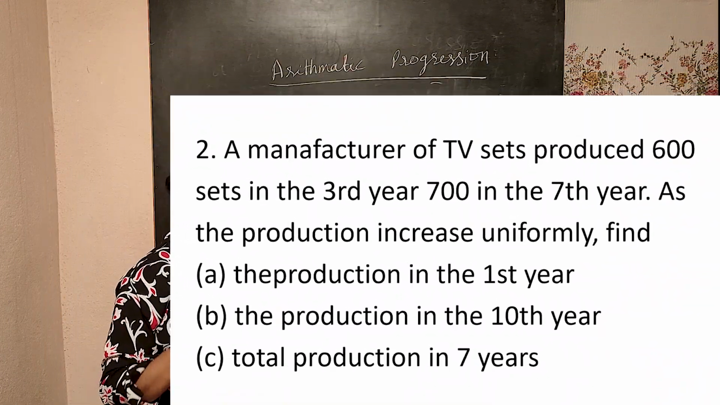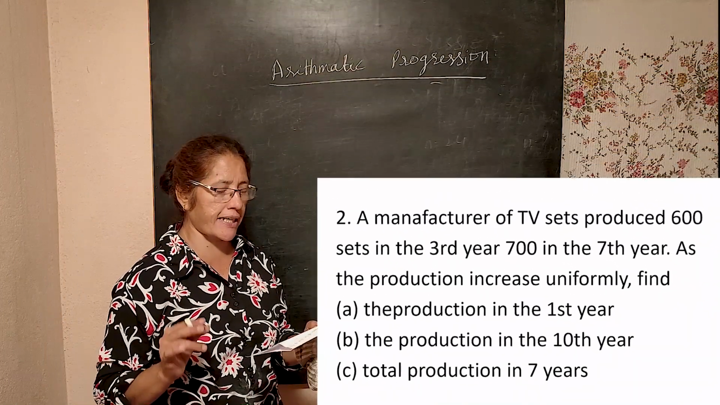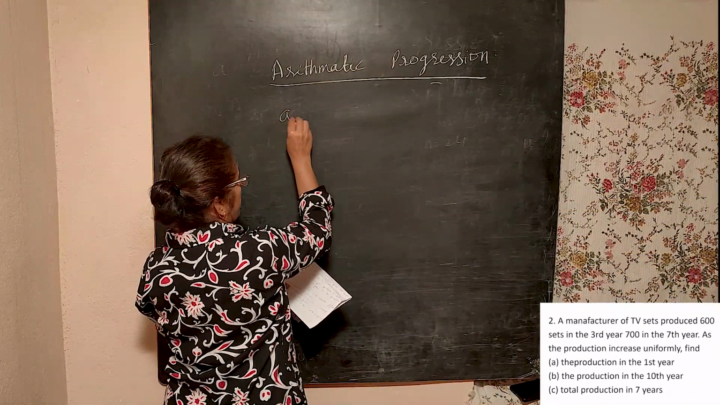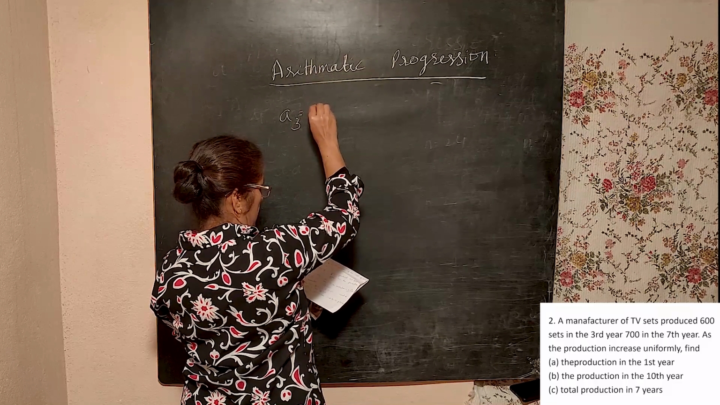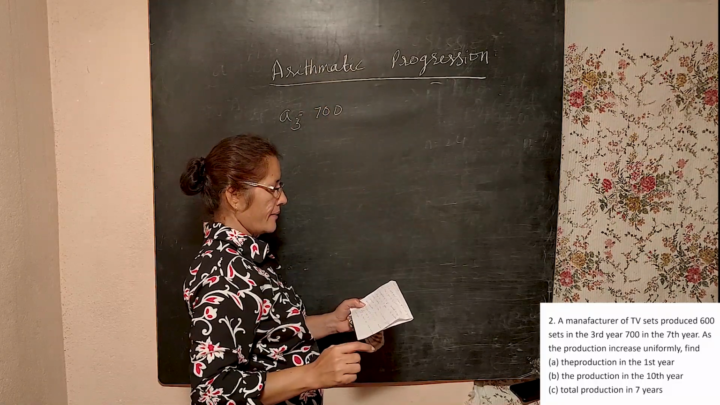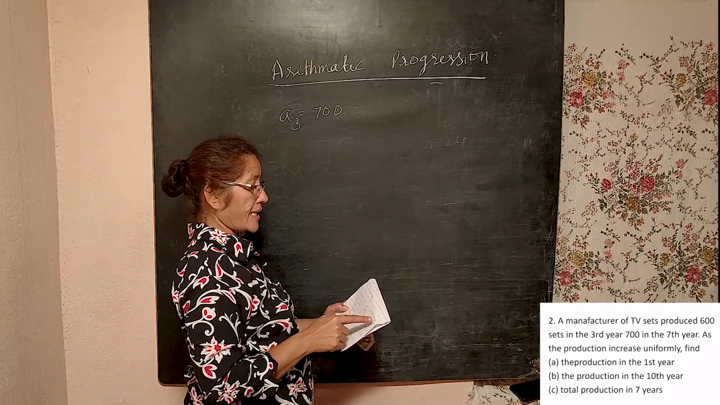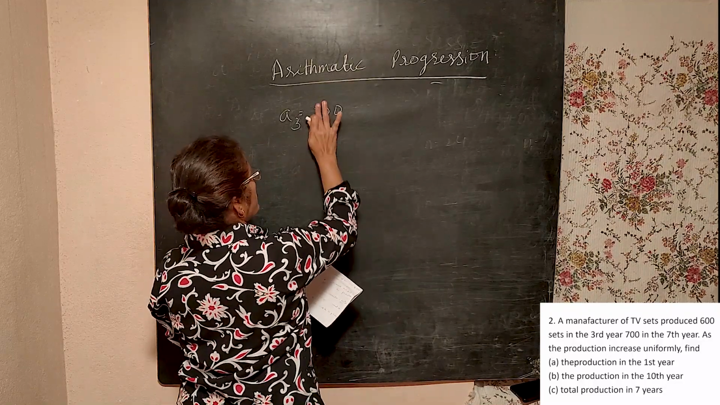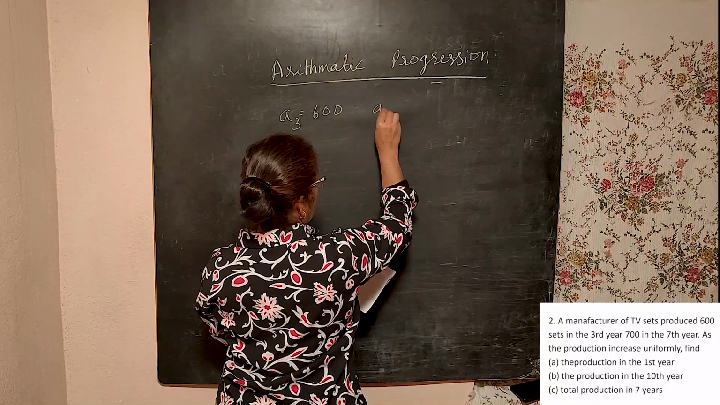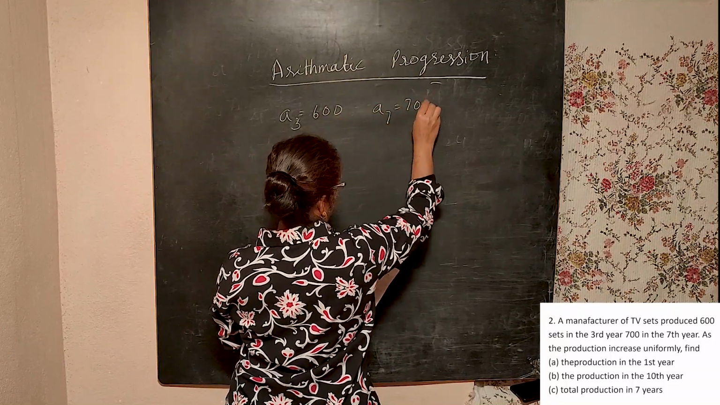A manufacturer of TV sets produced 600 sets in the third year. So what can I write down? A3 is equal to 600, and A7 is equal to 700.